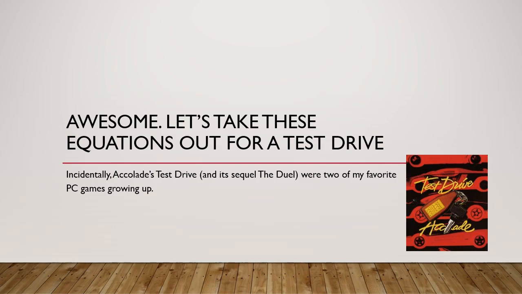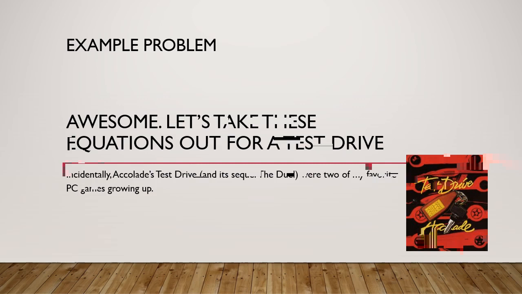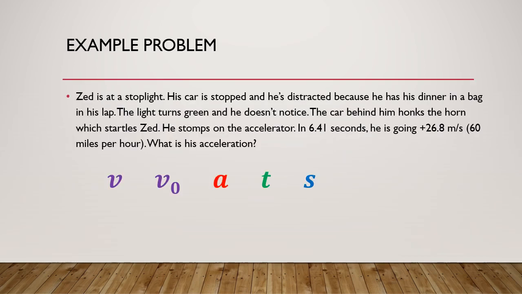So, awesome. Let's take these equations out for a test drive. Example problem. Z is at a stoplight. His car is stopped, and he's distracted because he has his dinner in a bag in his lap. The light turns green, and he doesn't notice. The car behind him honks the horn, which startles Z. He stomps on the accelerator. In 6.41 seconds, he is going plus 26.8 meters per second, which is about 60 miles per hour.